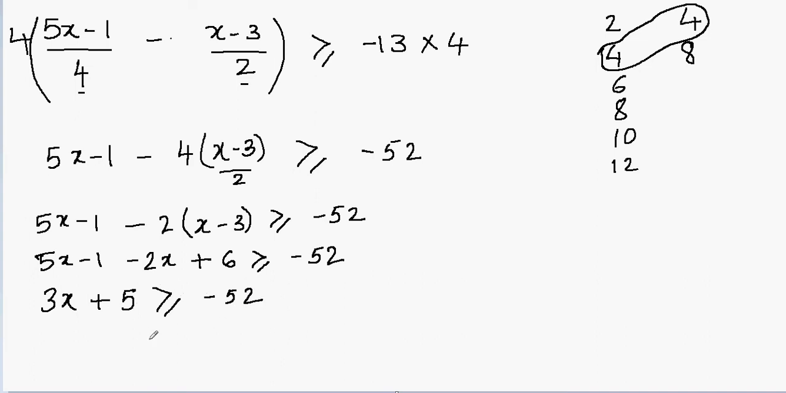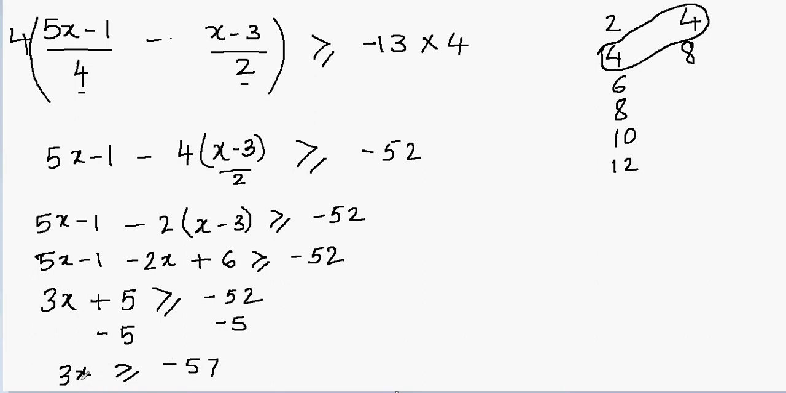Now this is just a simple equation. You can just solve it for x. So first thing we do is, since we need x by itself, we can get rid of 5 from the left hand side. So I'll subtract 5 from both sides. So on the left hand side I have 3x because 5 and 5 cancel out each other. I have the greater than or equal to sign. Negative 52 minus 5 will give me negative 57.